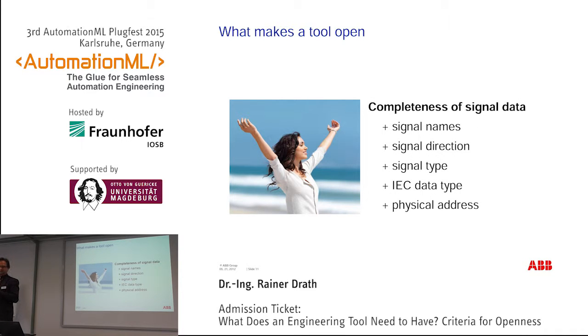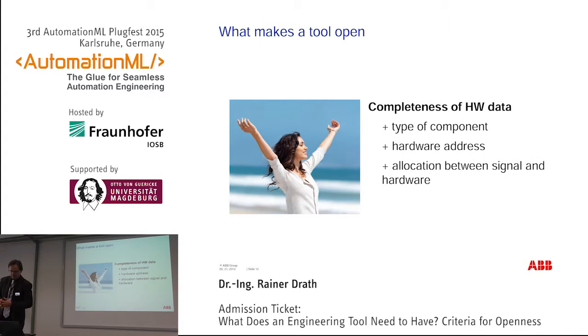Then, next, we need completeness, for instance, of signal data. If you give me a signal, please give me the name, the direction, the signal type, maybe the IC data type, and the physical address would be helpful. With respect to hardware data, we need the type of the components, the hardware address, and the allocation between signal and hardware.